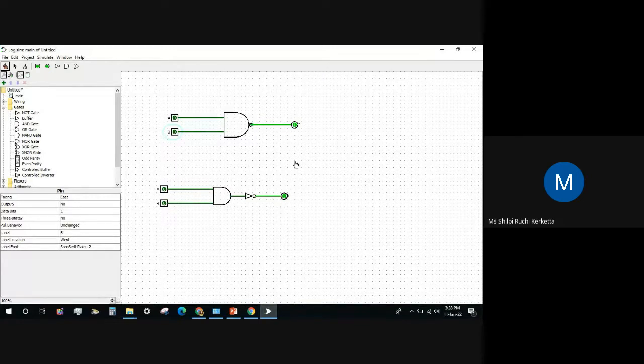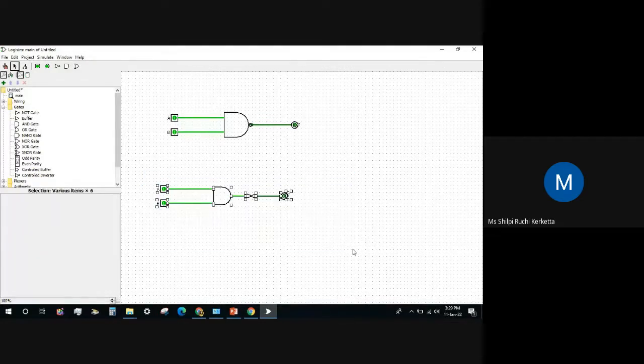For 0 0 we are getting a 1. For 0 1, see here we are getting a 0, but because we are getting a 0, it is getting inverted and becoming a 1. Then if we give 1 0, here we are getting a 0, but due to this NOT gate, it is getting inverted and giving a 1. And for 1 1, the output is 1, but because of this NOT gate, it is getting inverted to a 0.